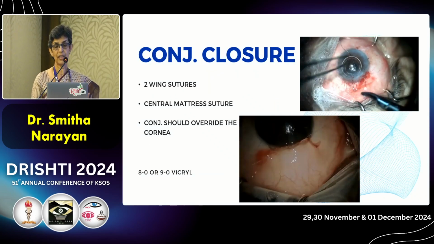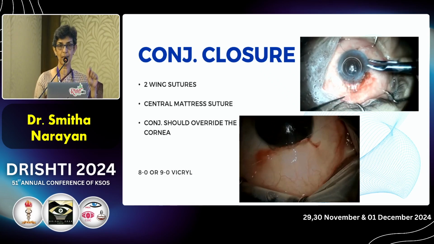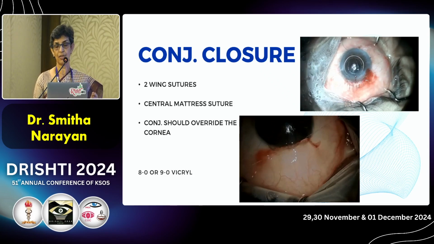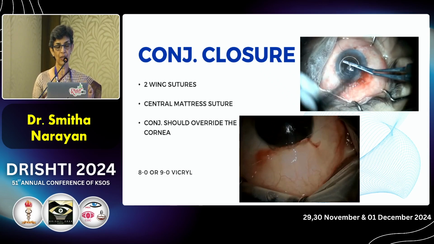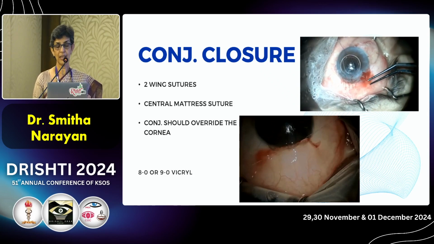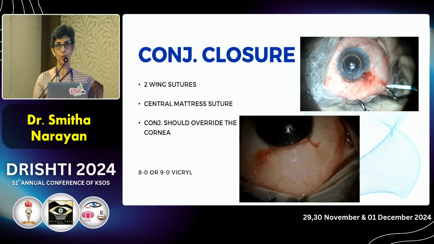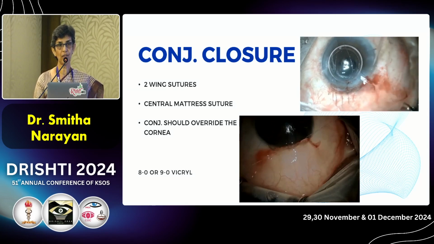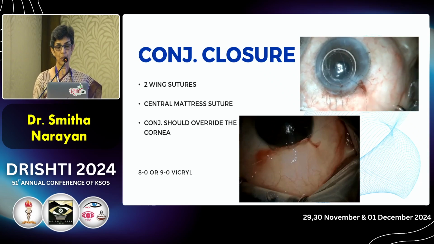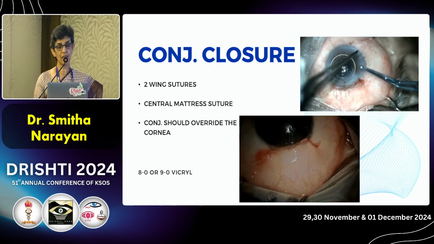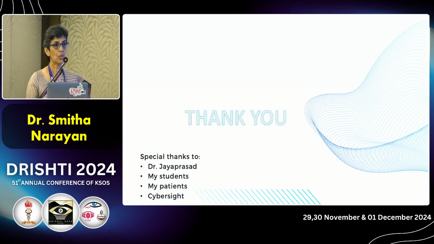And finally, the conjunctiva is closed with the same suture which was used for corneal traction, and I use 2 wing sutures, which is Vicryl, and then a central mattress suture. I usually prefer that the conjunctiva overrides the cornea, so that later on, even if it recedes, the wound is well covered. So I conclude by saying that trabeculectomy is just a basic step.